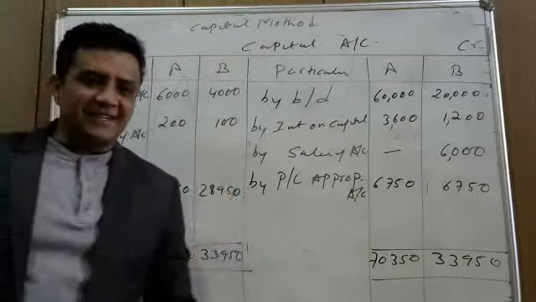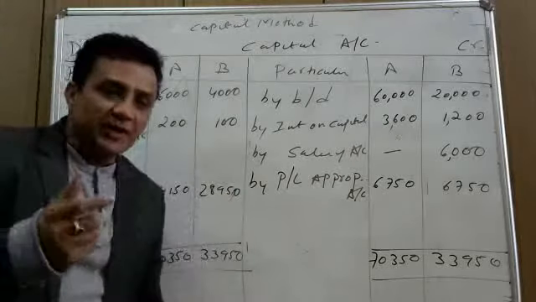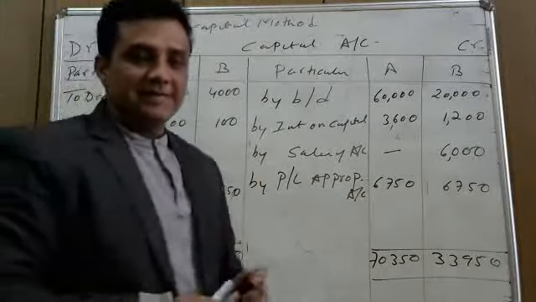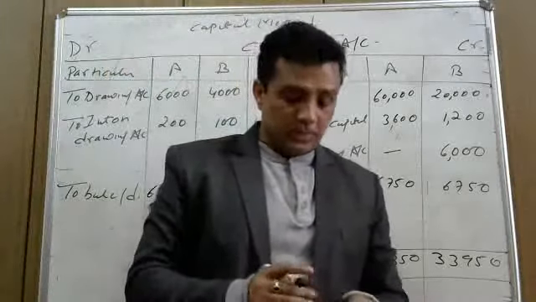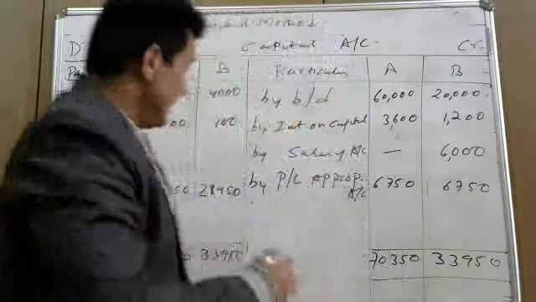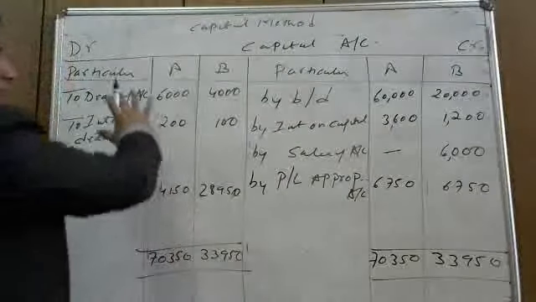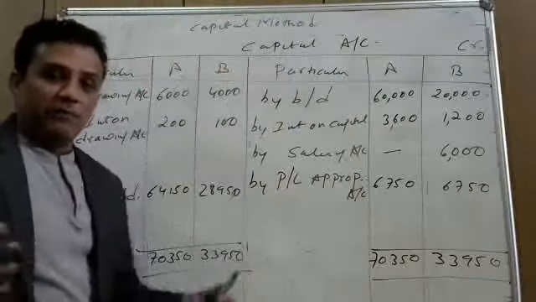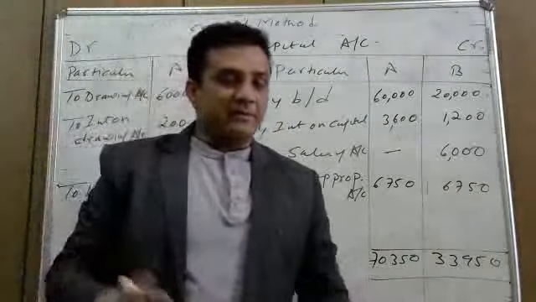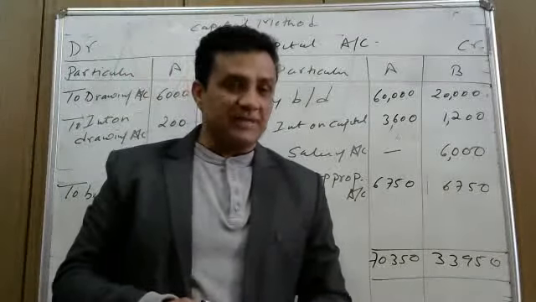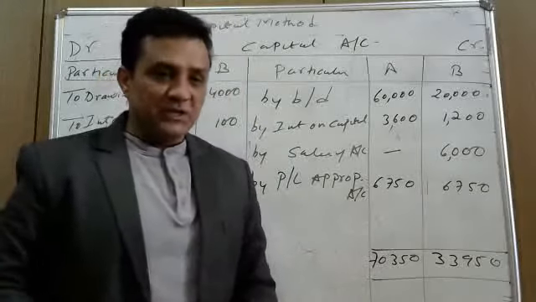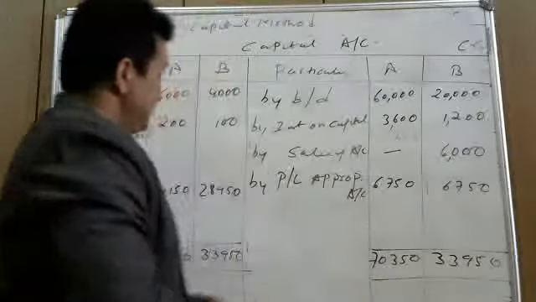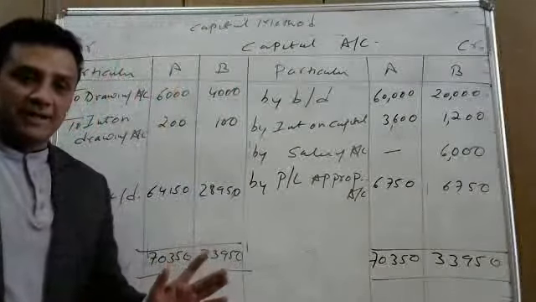In simple terms, what is fluctuating capital account? Fluctuating capital account is the sum of fixed plus current account in most conditions. I hope you understand this. How we prepare capital account, how we prepare the different types of capital account. First one is fixed capital account, current account, and the combination of both is fluctuating capital account. So I hope you are able to understand all this.